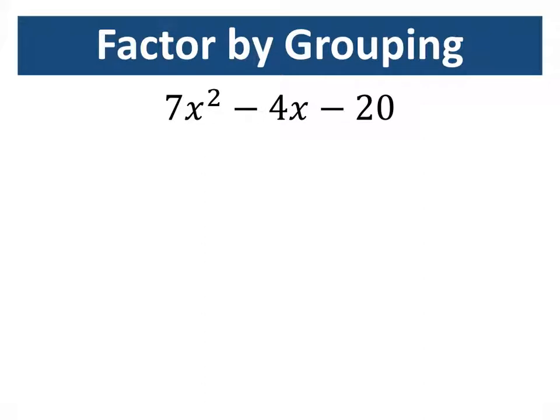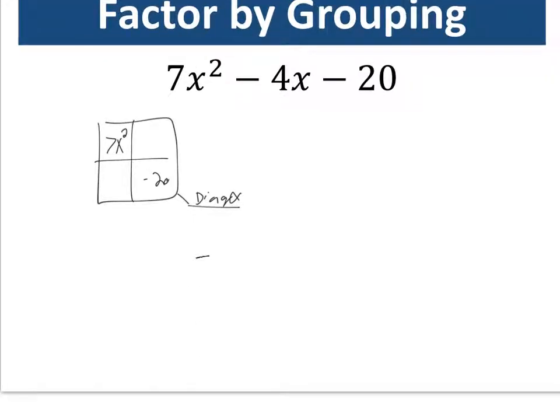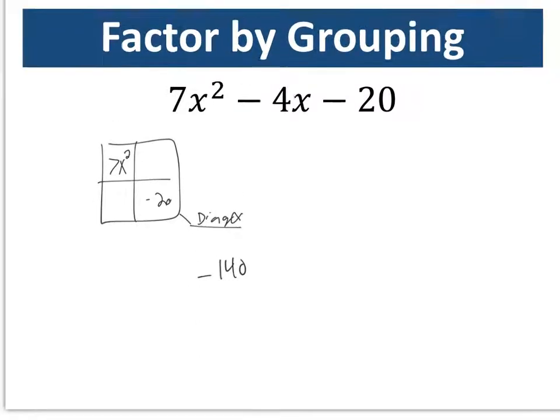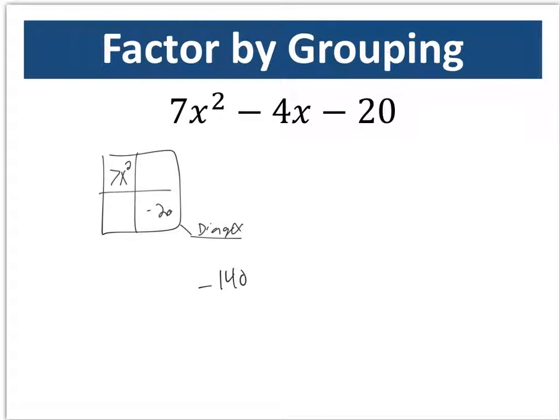So again, if I were to do the box method, and we're not going to actually do it all the way, we're looking for something. The diagonal multiplication is going to be 7 times negative 20. 7 times negative 20 happens to be negative 140, which is a really large number. This is just kind of prep work for me. If I'm looking for negative 140, I'm thinking negative 140x squared, and I'm thinking to myself things that add up to negative 4.